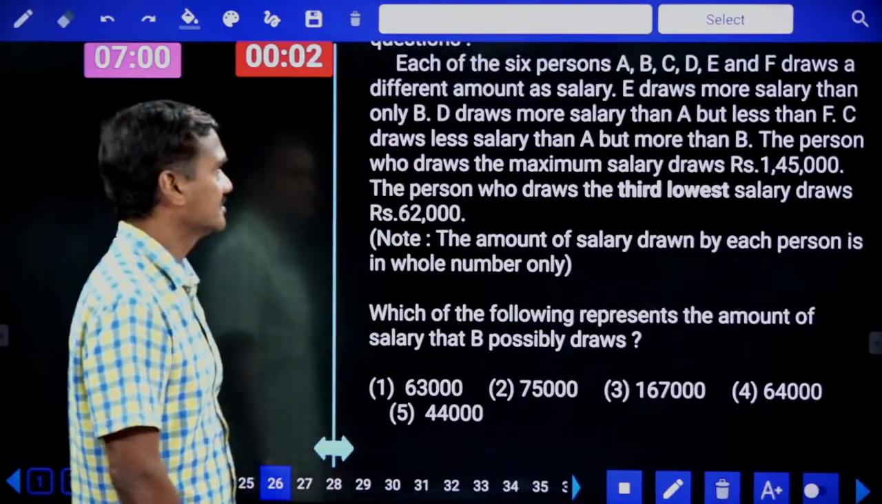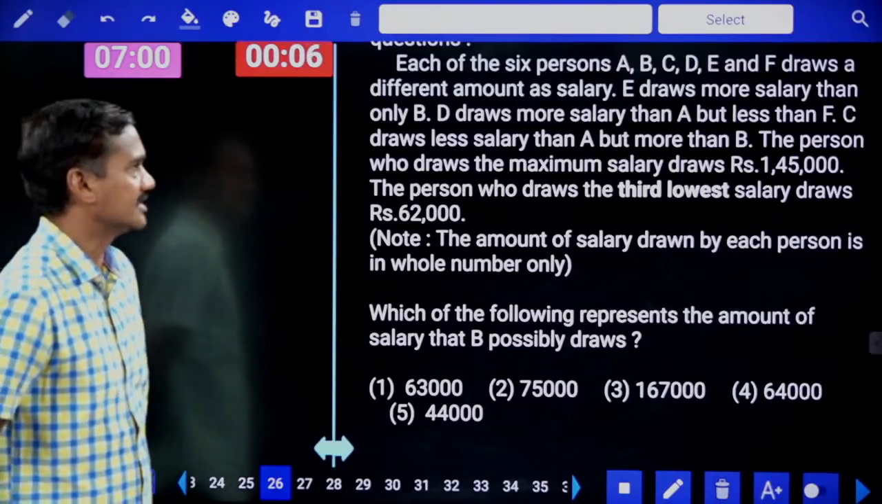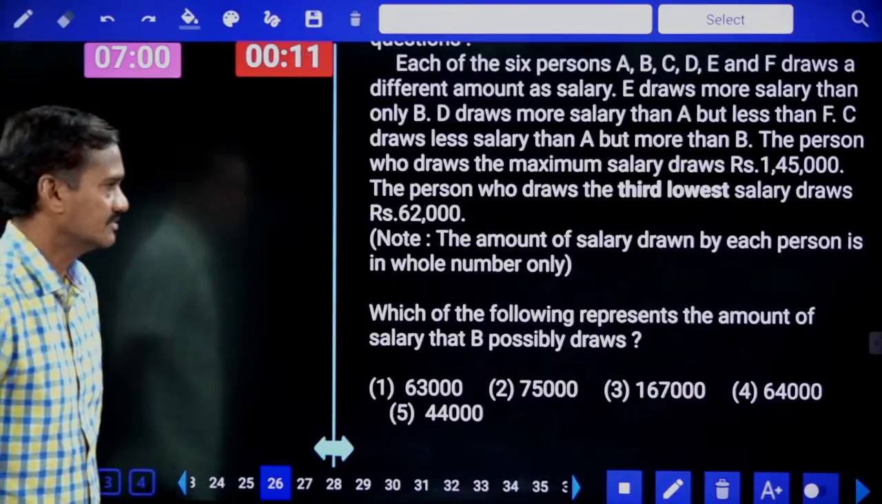Each of the 6 persons A, B, C, D, E, and F draws a different amount as salaries. E draws more salary than only B. Let's try to solve this one.